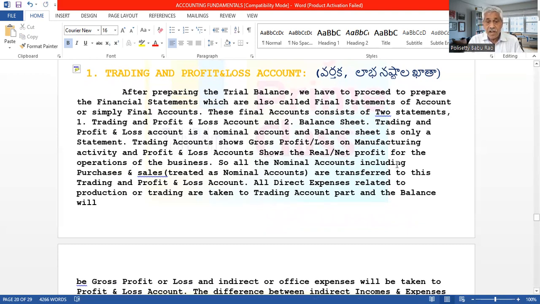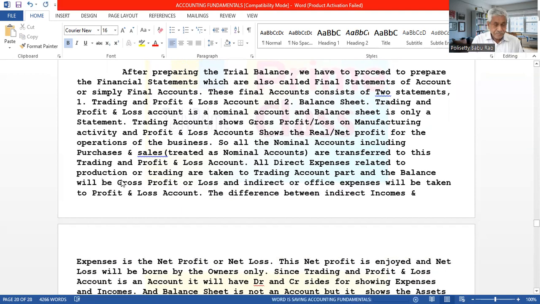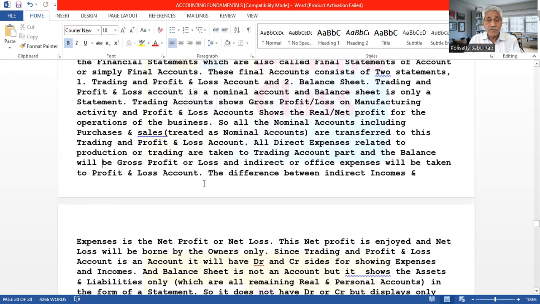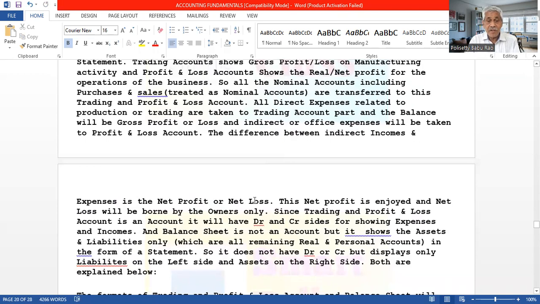So here, all the nominal accounts, including purchases and sales, are treated as nominal accounts and are transferred to this trading and profit and loss account. All direct expenses related to production or trading are taken to the trading account part, and the balance will be the gross profit or gross loss. Indirect or office expenses will be taken to the profit and loss account. The difference between the indirect incomes and expenses is the net profit or net loss. This net profit is enjoyed, or net loss will be borne, by the owners only.